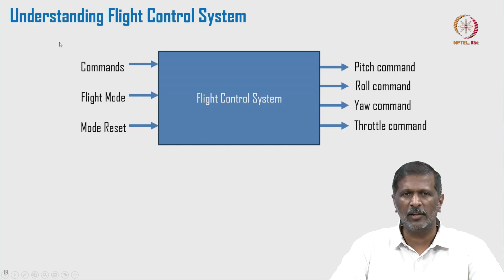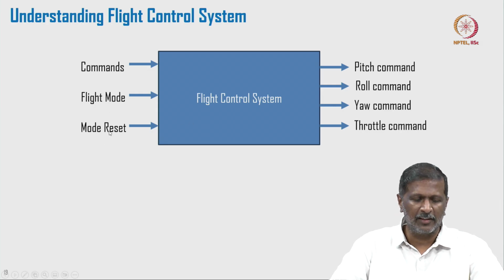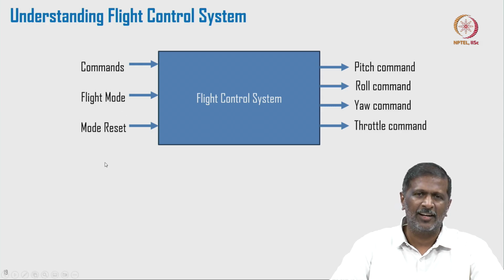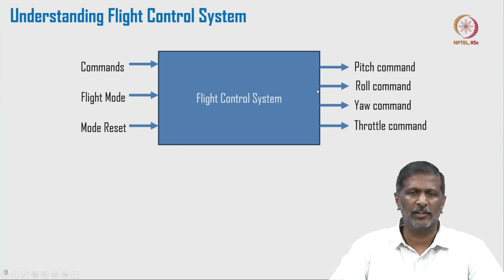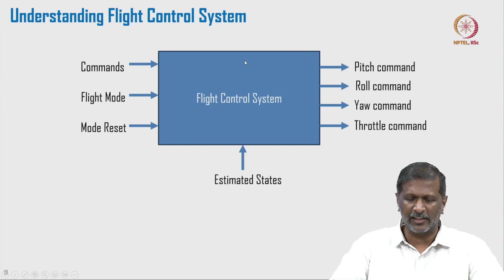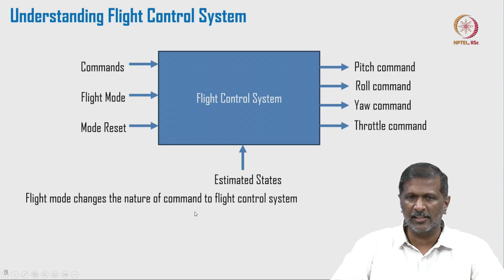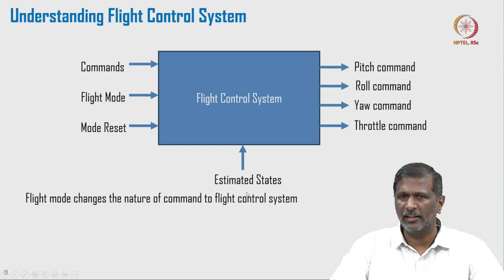What are the waypoints that are being loaded? Those waypoints will come into the picture. The flight modes will come into the picture. If there is a mode reset, I am changing suddenly from stabilized mode to position hold mode, and all the mode resets or changes will come to the flight control system, right? The flight control system also receives estimated states from your sensor fusion, right? Flight mode changes the nature of the command to the flight control system.